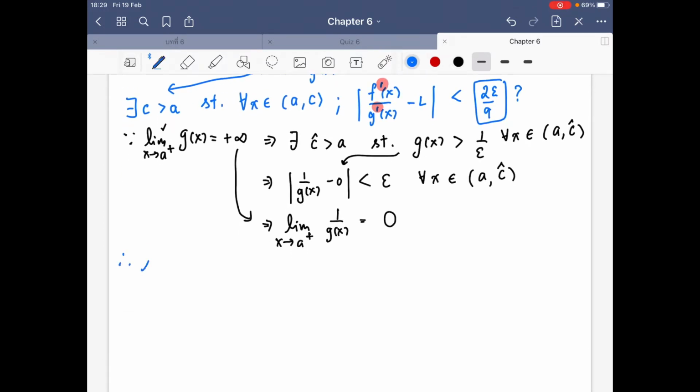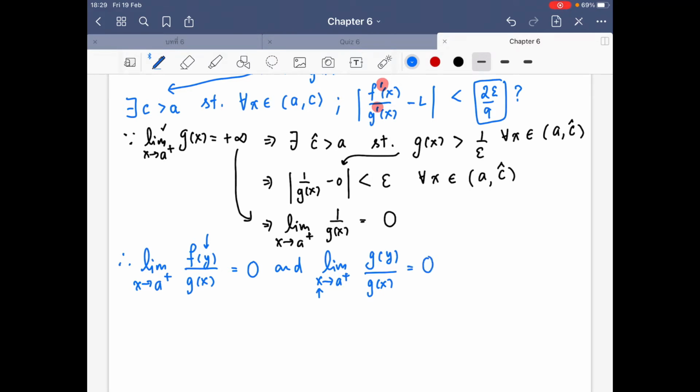It means that if you look at the limit as x goes to a from the right of f(y) over g(x), where y is fixed to be one point, it will be 0. And the limit as x goes to a from the right of g(y) over g(x), again with y a fixed number because right now the only thing moving is x, will go to 0 as well, for each and every y inside the interval from a to c.